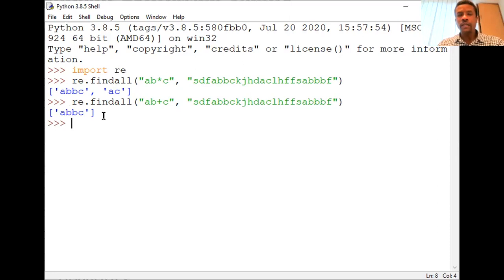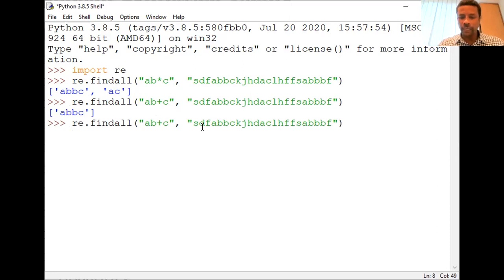Now, what if instead of this, I have a question mark? Question mark means it cannot appear more than one time. It is zero or one, either. So in this case, the first one should not appear, only the second one would appear. Because in the first case, B occurred two times, but the maximum that we allowed it to occur is only one time.